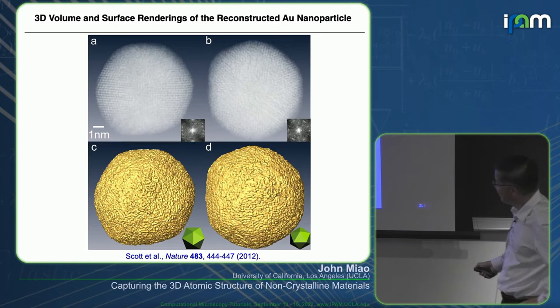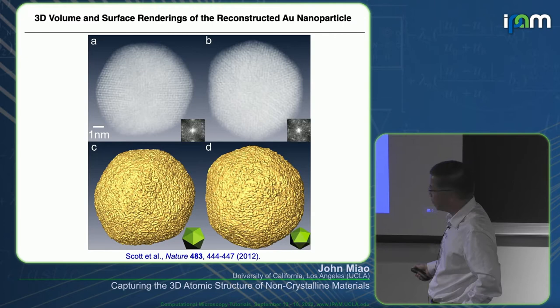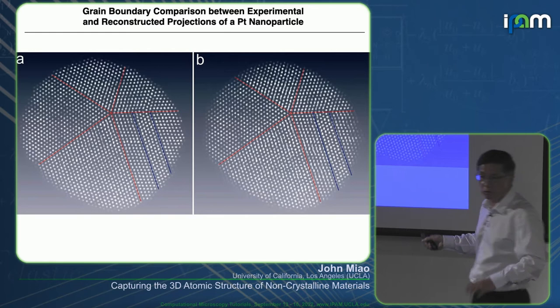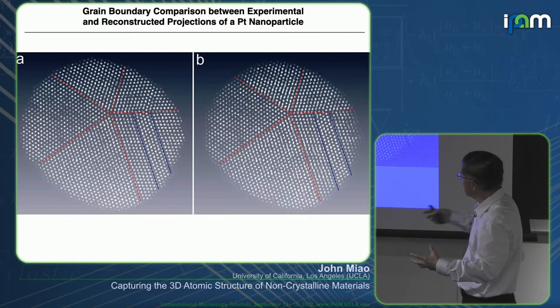This shows two-fold symmetries, three-fold symmetries. It's an isosurface rendering, and the resolution is 2.4 angstroms. We can see some interesting details. Now, this is the experimental measurement, and this is our reconstruction, so it's very consistent. The advantage is we can always compare this projection with the reconstruction and make it consistent.